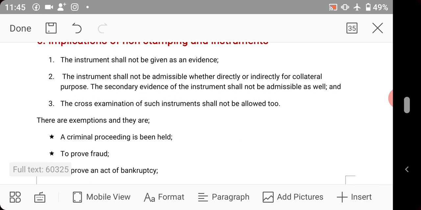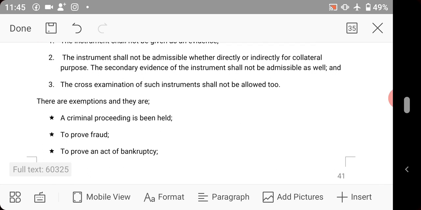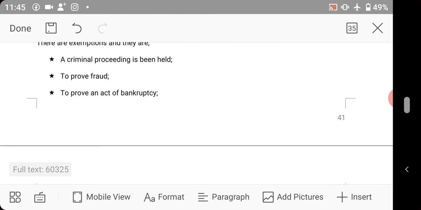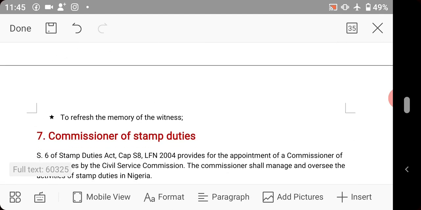Now, there are exemptions, and one is a criminal proceeding. Once the case is a criminal proceeding, you don't need to stamp it. Whether you stamp it or not, the judge has the constitutional power to still admit it as evidence to prove fraud. For example, if the case is a fraud case, the document doesn't need to be stamped for it to be cross-examined. To prove an act of bankruptcy, you don't need to stamp the document to prove that somebody has committed an act of bankruptcy. To refresh the memory of the witness, you don't need a stamp. So these are the exemptions. There are others actually provided by the Stamp Duty Act, but master this.